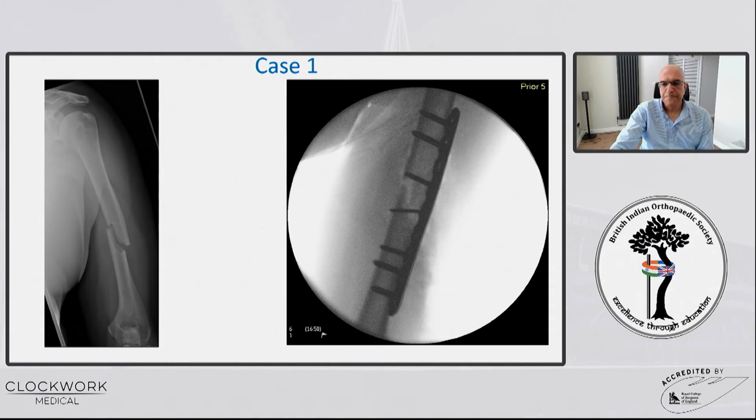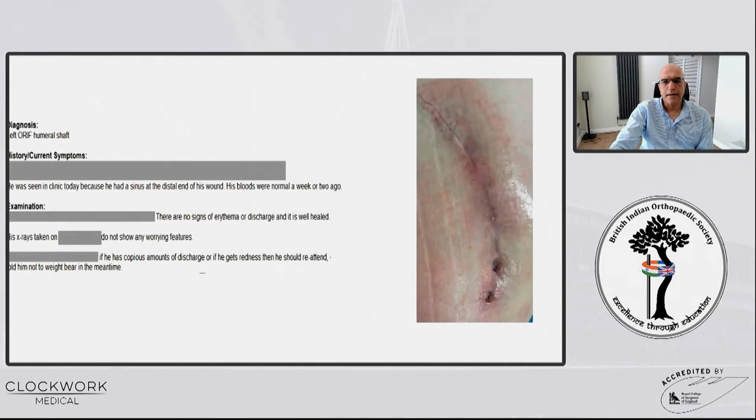So here's case one. This chap is in his 50s and he has a closed fracture of the humerus. He has an attempt at non-operative management, doesn't work. He then has a classic anterolateral approach with a lag screw and internal fixation. And this is a representative picture of him coming to clinic, but this is a screenshot of the clinic letter. Seen in clinic, has a sinus, blood's okay, we're not too sure. Currently, he feels okay. He's just reported the sinus. Let's just see him again.